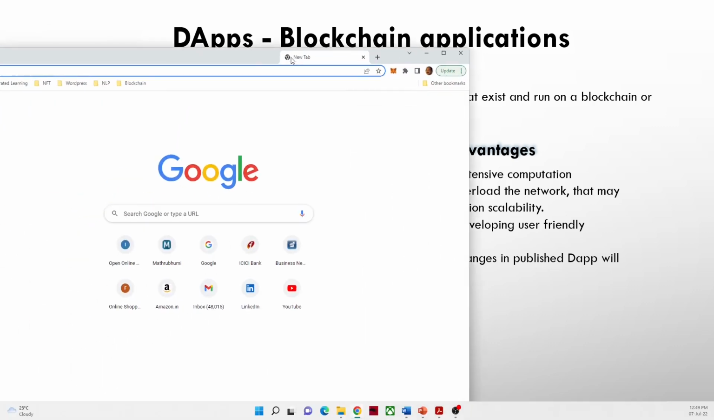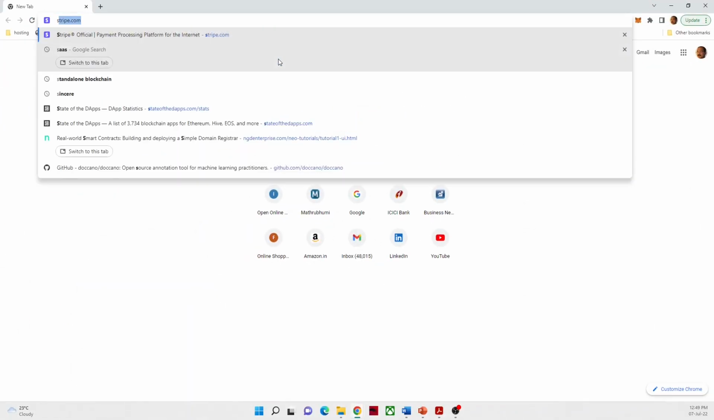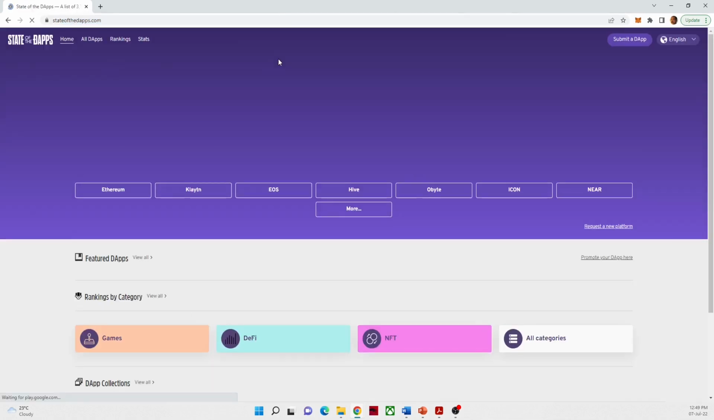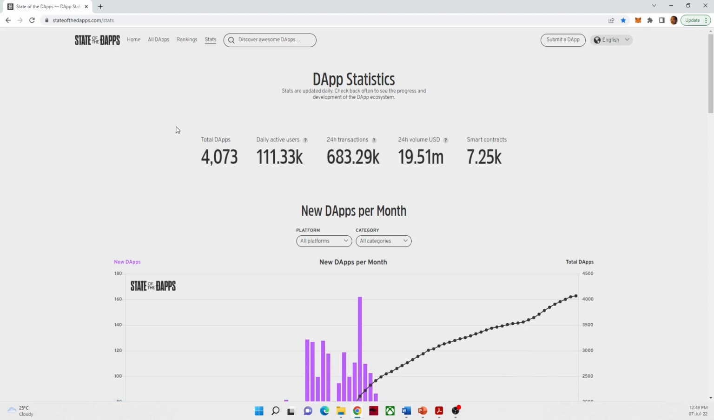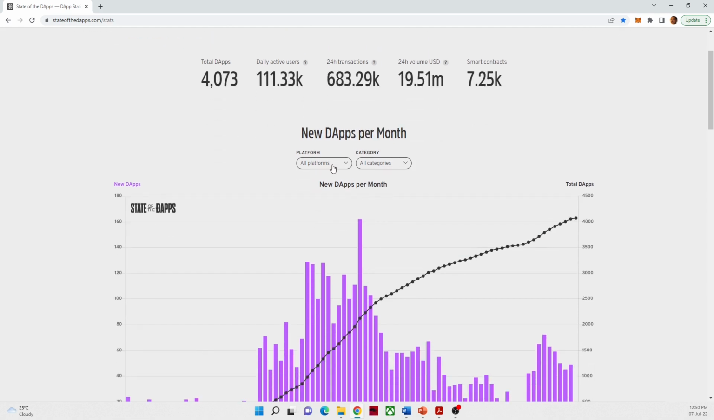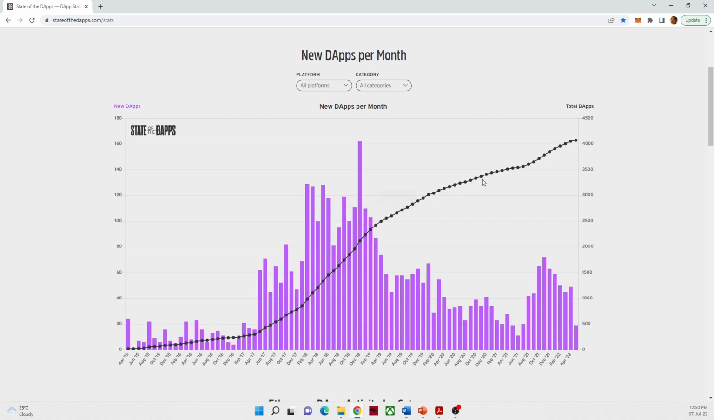There is a very good website to see the DApp statistics, stateofthedapps.com. Here, go to the stats page. You can see the total DApps. Currently, more than 4,000 applications are running on different blockchain platforms. Daily active users, 24 hour transaction volumes, and number of smart contracts are also shown. Here it shows the new DApps added per month, and this black line shows the total number of DApps. See, the count keeps on increasing.